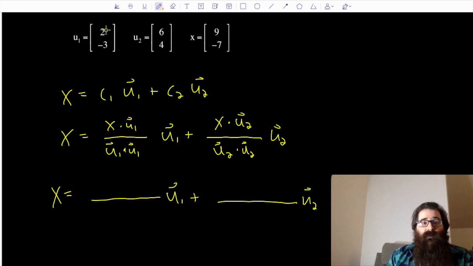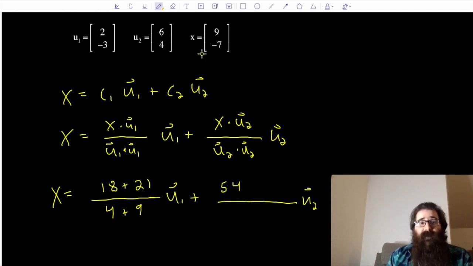X dotted with u sub 1. So, 9 times 2 gives me 18, plus negative 7 times negative 3 gives me 21. And then divided by u sub 1 dotted with itself, so 2 times 2 gives me 4, plus negative 3 times negative 3 gives me 9. Now I'll be back to deal with this arithmetic, but let me go for the next coefficient, c sub 2. In the numerator, x dotted with u sub 2, I get 9 times 6 is going to give me 54.